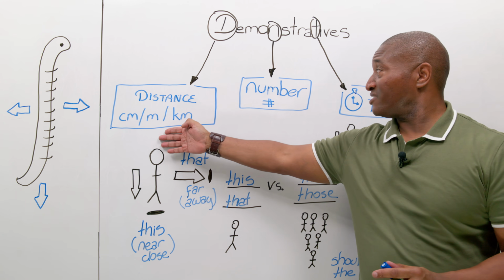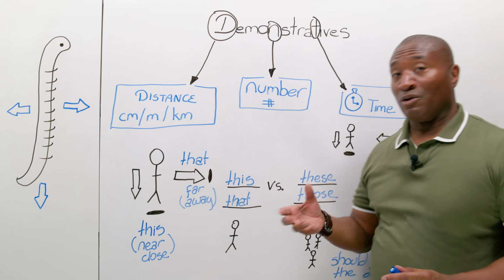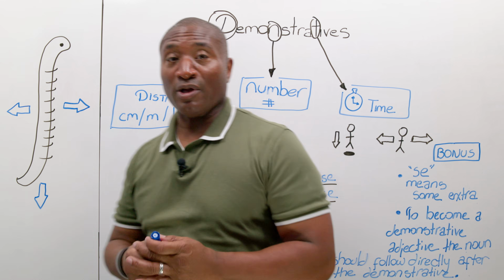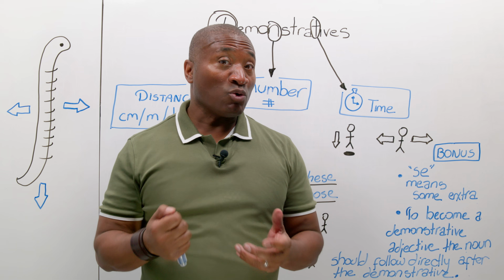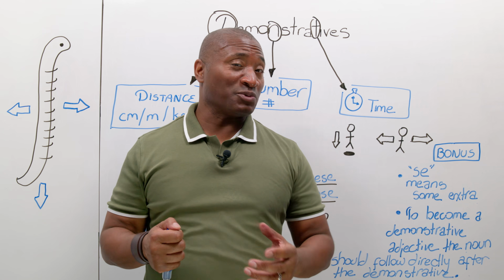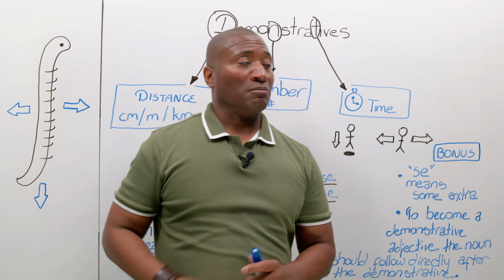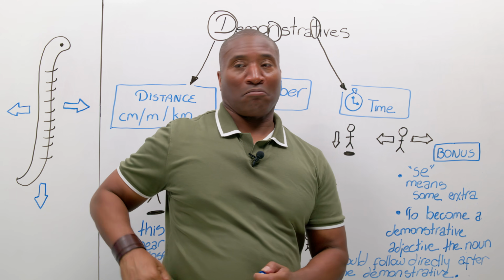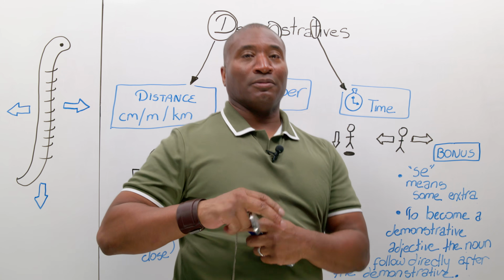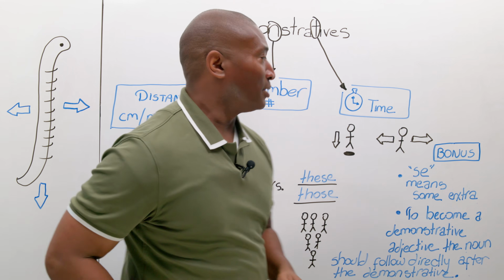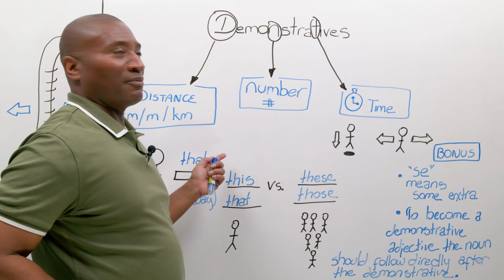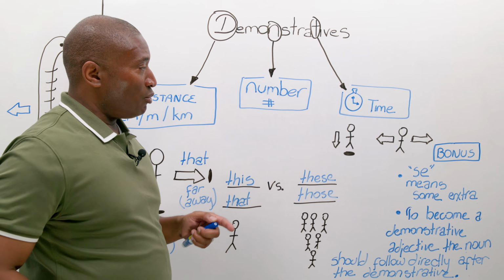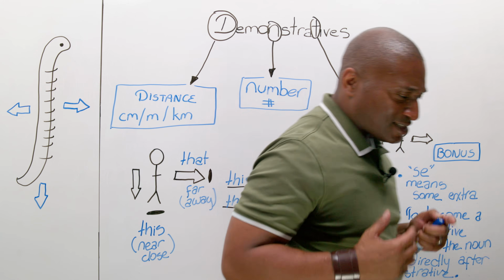So we've covered distance and we've covered number. Really interesting words, simple, but full of information. So much so that we can actually use these words to talk about time. Time. Pocket watch. Time. How can this talk about time? We know it talks about distance. Well, it has the same idea.